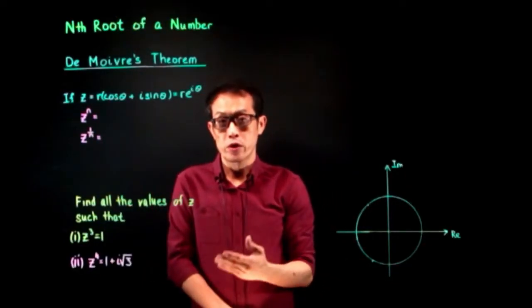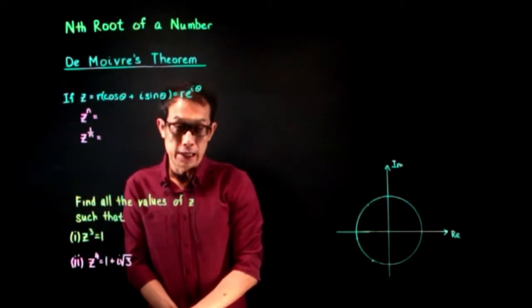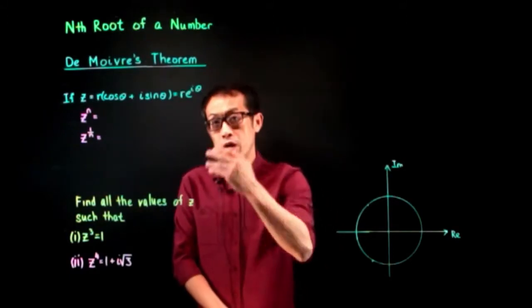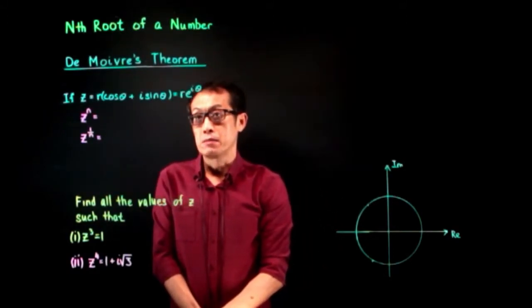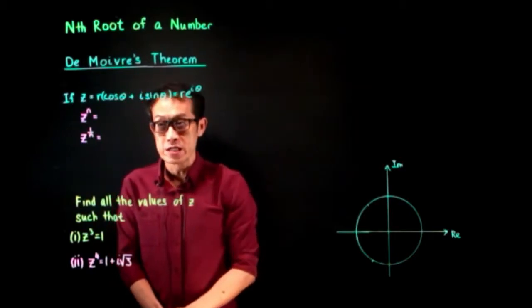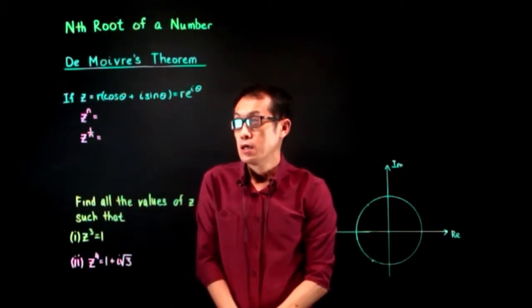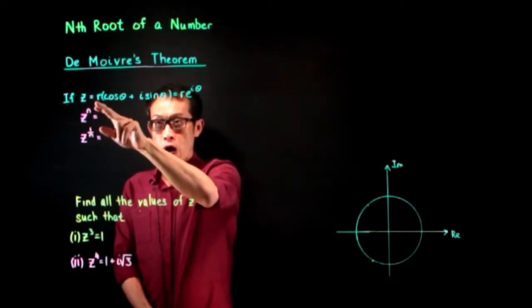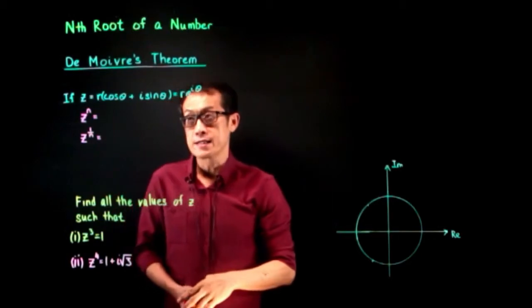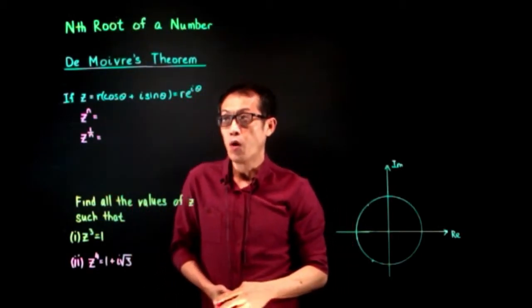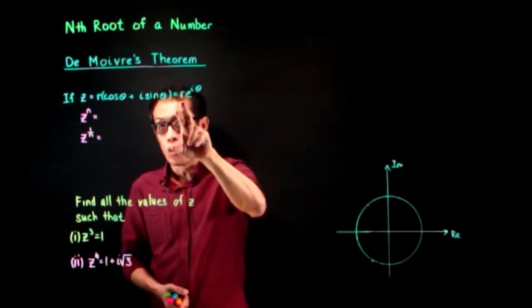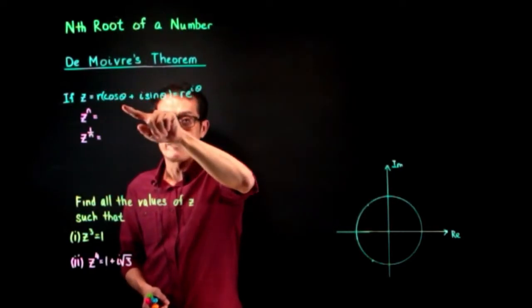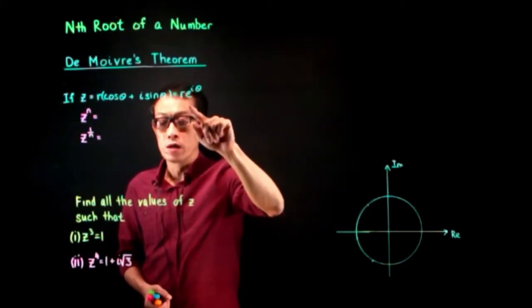Hi, today we are on the chapter of complex numbers. Today we will learn how to find the nth root of a number. But before that, you must know what De Moivre's theorem is. Now, if z is equal to r into cos theta plus i sin theta, or it can also be written in the Euler form r e^(i theta). This form is called the polar form. This is called the Euler's form.